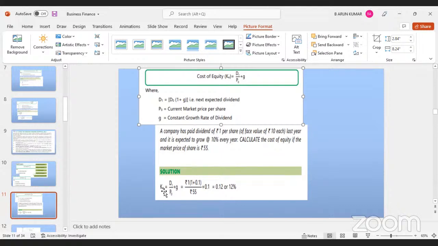The cost of equity K equals D1, the dividend, that is how much they are paying: 1 rupee, and the growth they are expecting is 10%. So it is 1 into (1 plus 0.1) divided by the market price, that is 55 rupees, plus growth, how much growth they are expecting, 10%, that is 0.1. So you use the calculator and find the answer: how much is the cost of equity for this year. This is the growth approach.